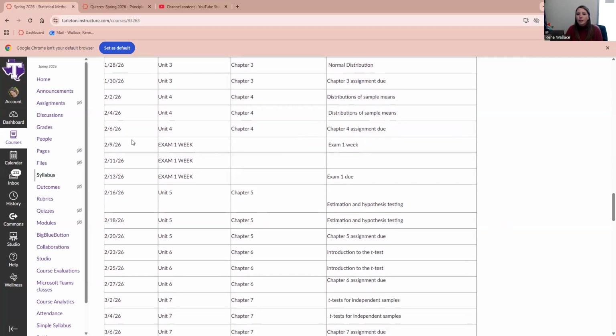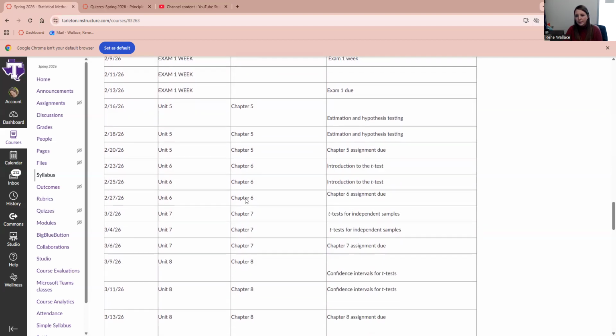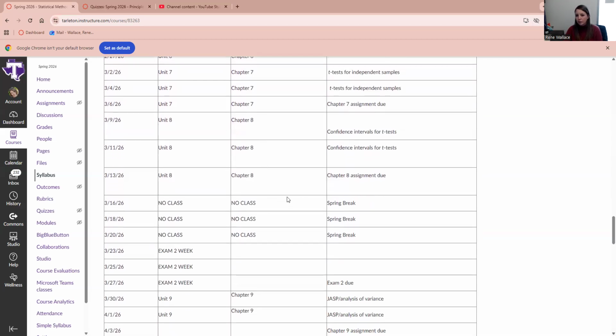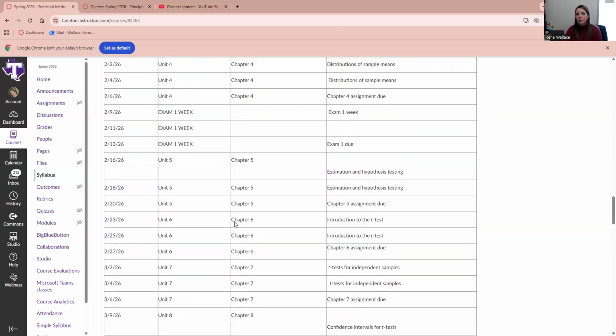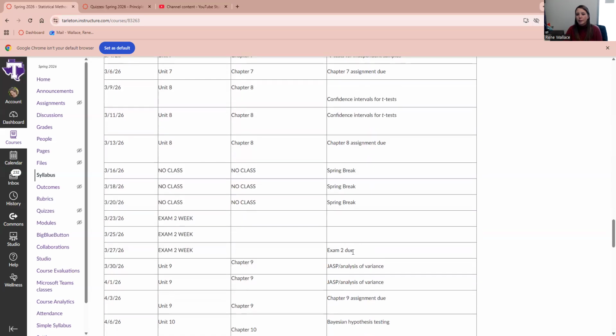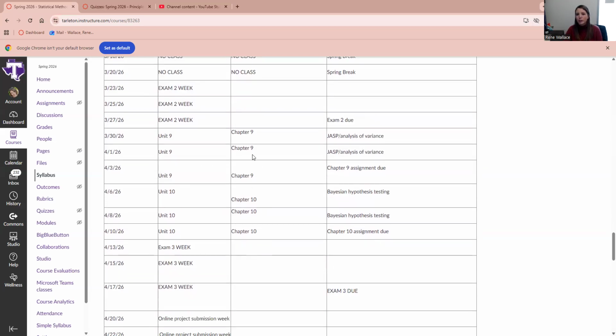And then here in February, we have your first exam. So exam 1 will be due February 13th by 11:59. It'll be open all week. And then we'll jump into units 5 and then 6 and then 7 and then 8. And then it's spring break, so you'll have nothing due. And then you'll have your second exam, which will be over chapters 5 through 8. Exam 2 will be due 3/27 at 11:59. And then we'll do chapters 9 and 10, and exam 3 will cover those two chapters.